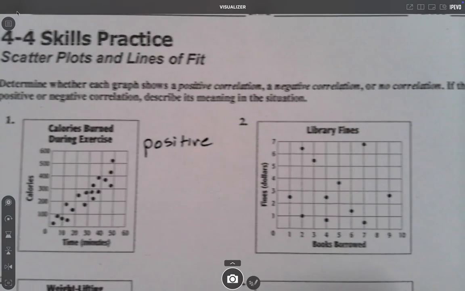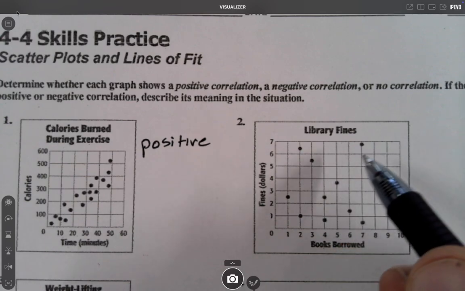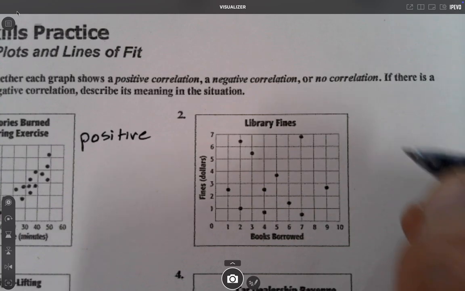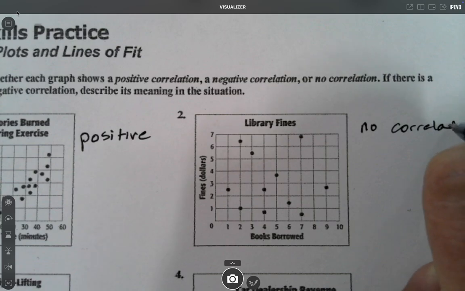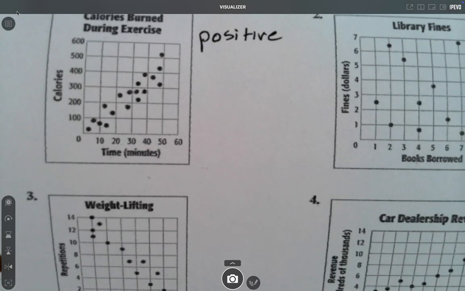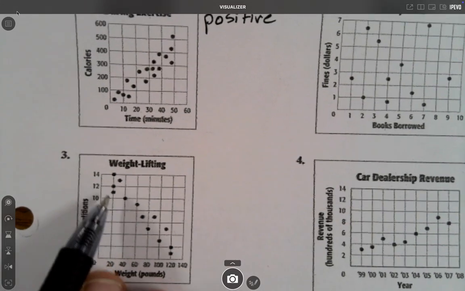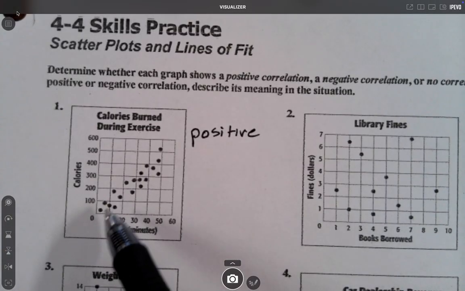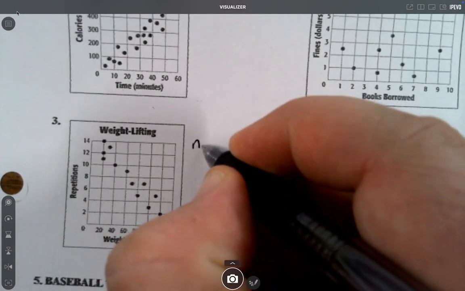Okay, now this, you can tell there's not really a pattern at all. I mean, there's high points back here, over here, there's low points back here, over here. So this is an example of no correlation. And 3 is an example of a negative correlation, because in this one, as we go right on the x-axis, the y values are decreasing. So when you have a general increasing pattern, it's positive. No clear pattern, no correlation. A general decreasing pattern, it's a negative correlation.